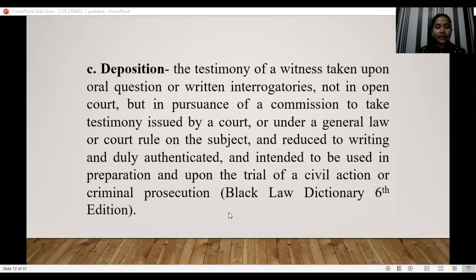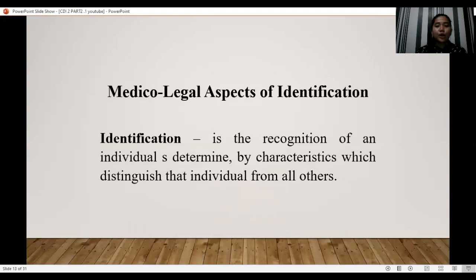So next we have the medico-legal aspect of identification. When we say identification, it is the recognition of an individual, determined by characteristics which distinguish that individual from all others.